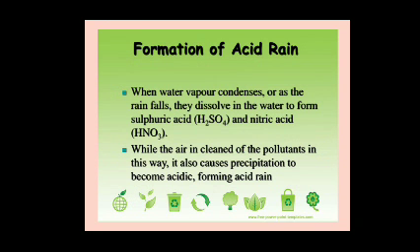Formation of acid rain. When water vapor condenses or as the rain falls, they dissolve in the water to form sulfuric acid and nitric acids. While the air is cleaned of the pollutants in this way, it also causes precipitation to become acidic, forming acid rain.